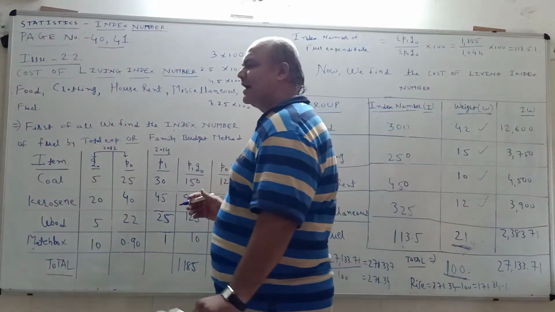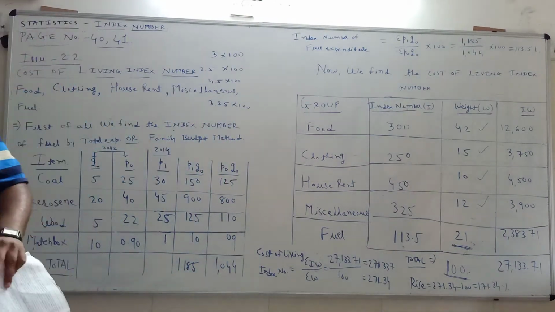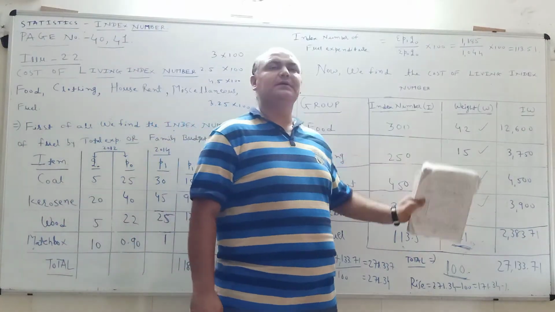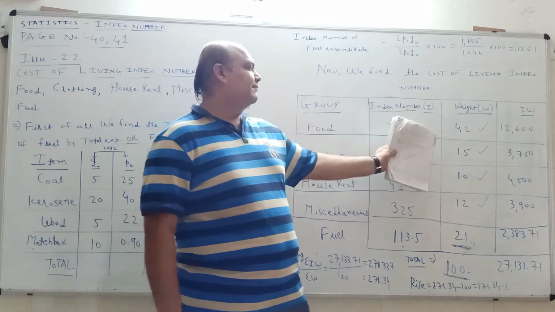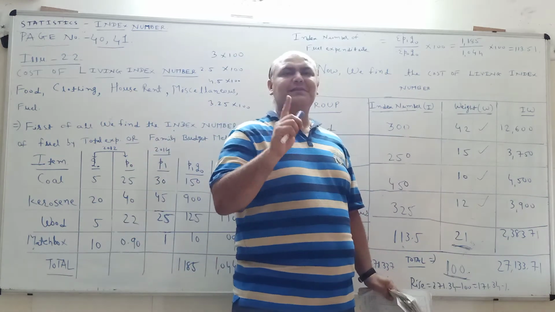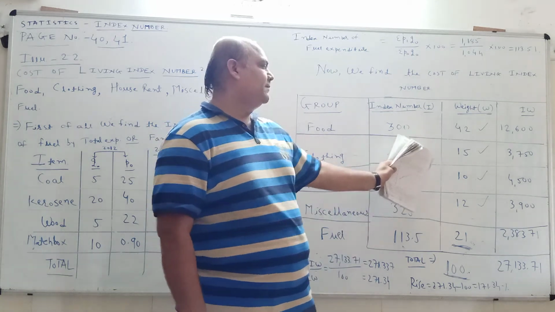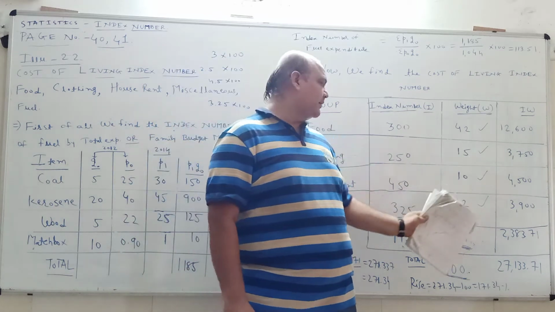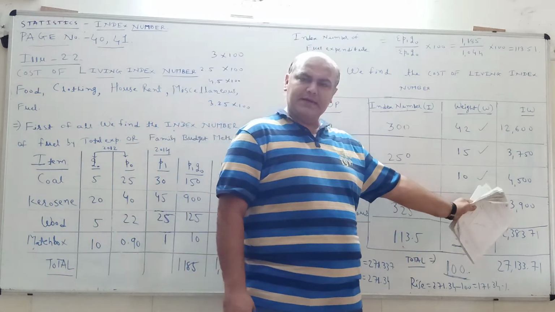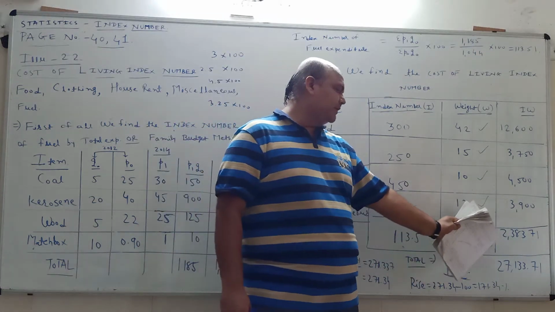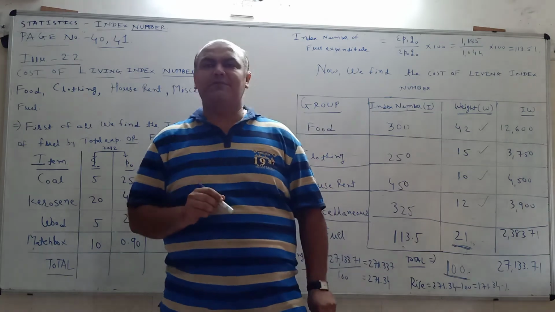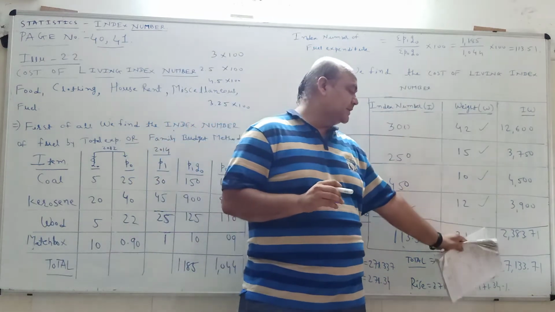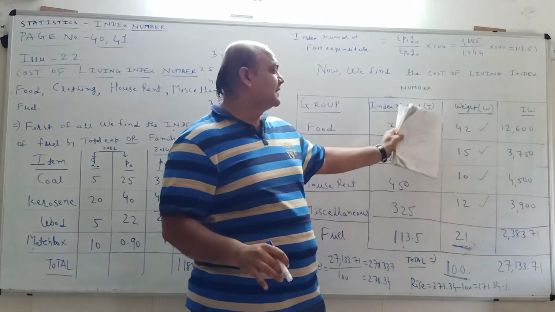Now we move towards our last column, and that last column is IW. IW means multiplication of column I with W. 300 multiplied with 42, answer is 12,600. 250 multiplied with 15, 3750. 450 into 10, 4500. 325 into 12, 3900. 113.5 into 21, 2383.71.